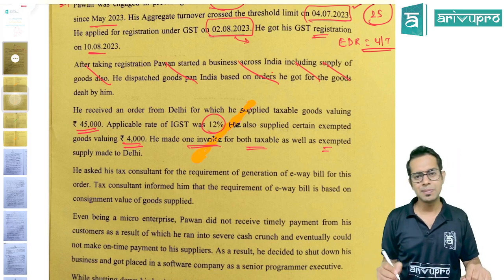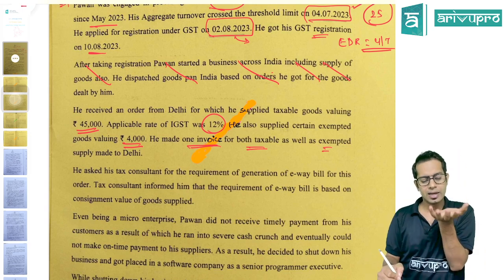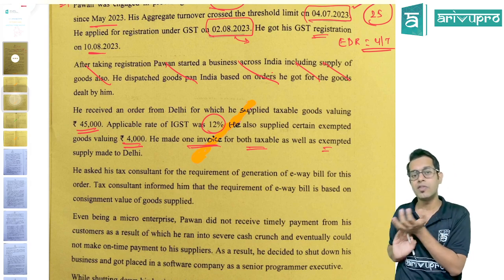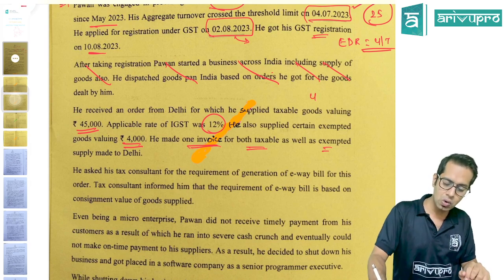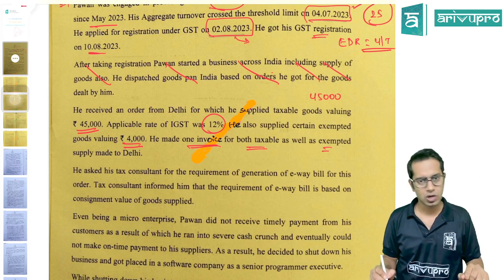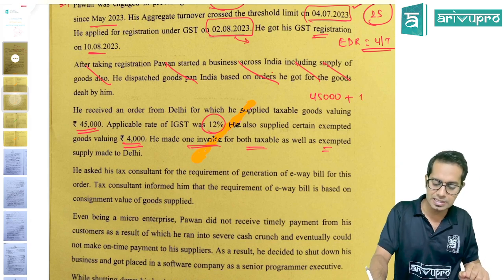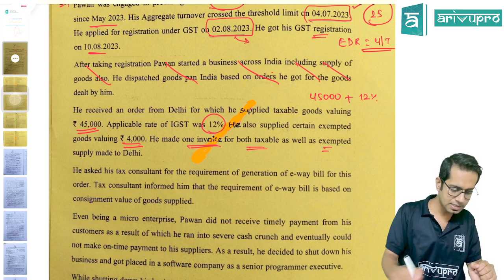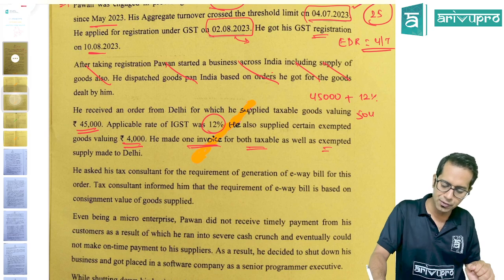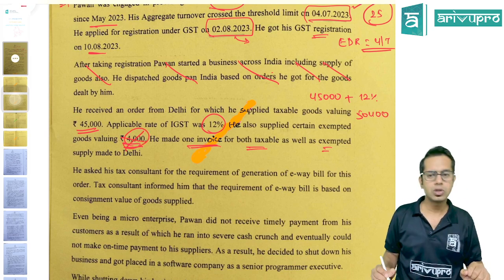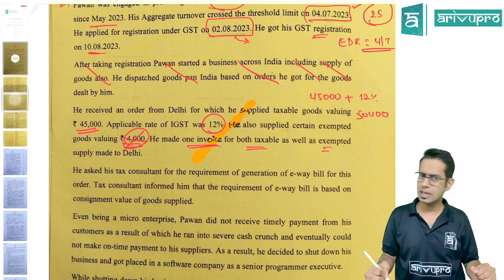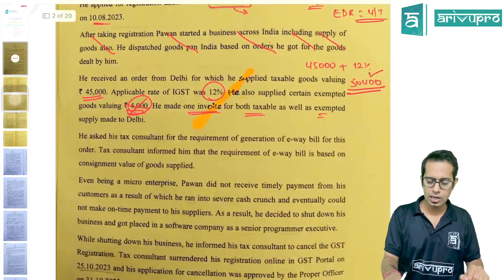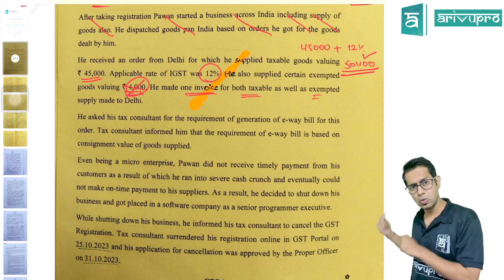So now, what do you mean by consignment value? Consignment value means the value of supply as per section 15 plus taxes under GST, but it shall not include the value of exempt supplies. So, what is the value as per section 15? It is 45,000 plus taxes under GST at 12%. So if I add 45,000 plus 12%, it comes to 50,400. And I should not take this 4,000 rupees, that is the value of exempt supply, while computing the consignment value. So what is the consignment value? The consignment value is 50,400 rupees. I hope you are understanding how fast it becomes when you know what is asked in the question.